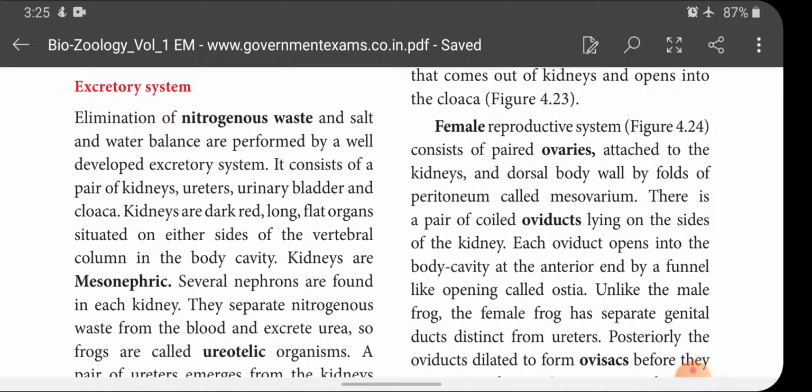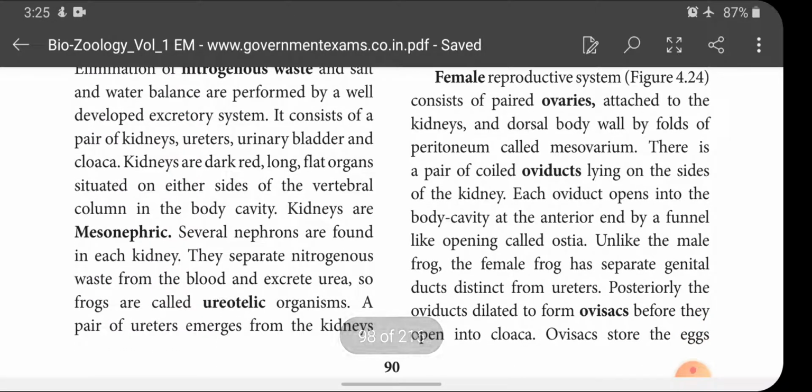There is a pair of coiled oviducts lying on the sides of the kidneys. Each oviduct opens into the body cavity at the anterior end by a funnel-like opening called ostia. Unlike the male frog, the female frog has separate genital ducts which are distinct from the ureters.